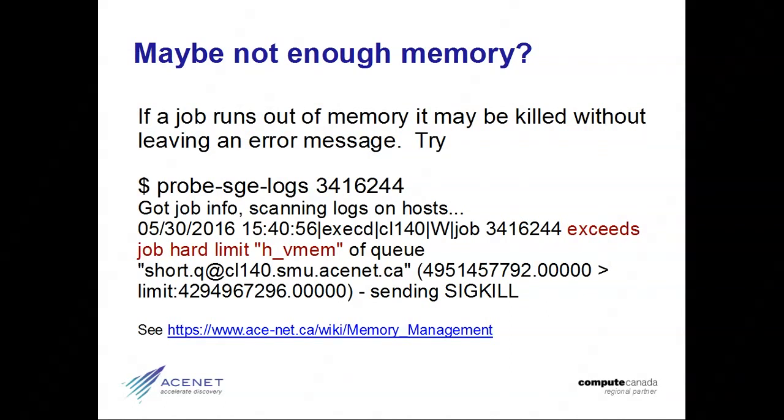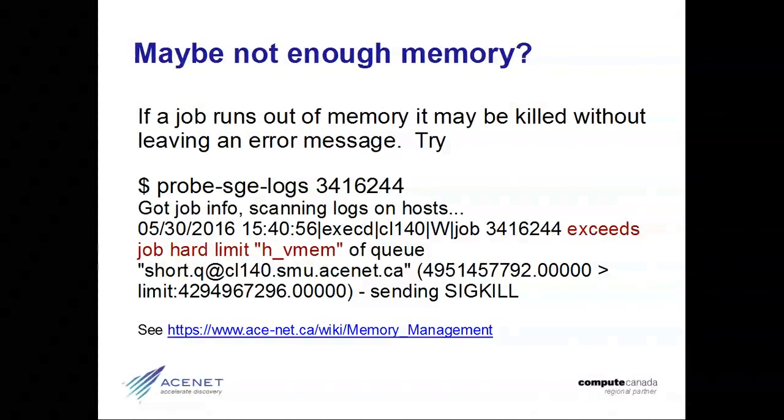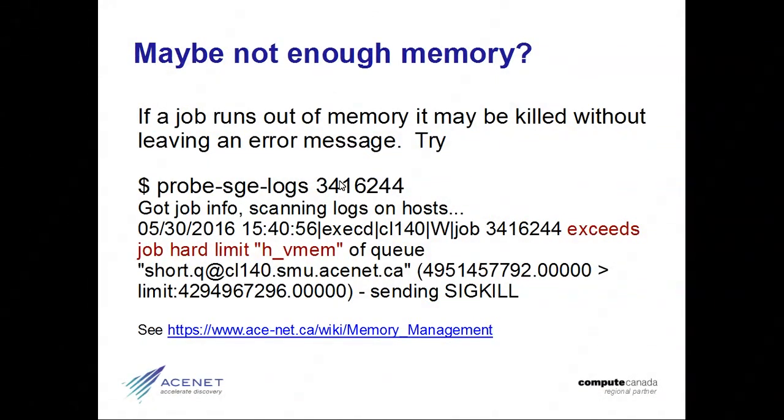So you've checked all the previous things, the output's just truncated somewhere, or it doesn't even get started, what's going wrong? Possibly it ran out of memory. This is a fairly common thing. We have a utility that you can use to probe this. So you need to save that job ID number. Here's a job ID number. And you can run probe-SGE-logs on the job ID number. And maybe, if memory was the problem, it will show you a message like the one shown here.